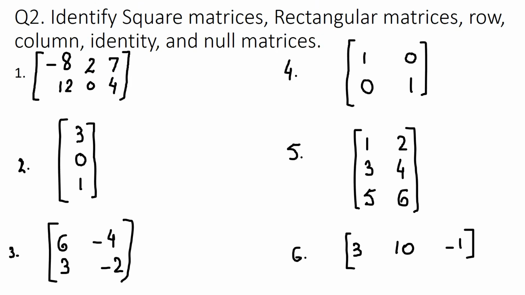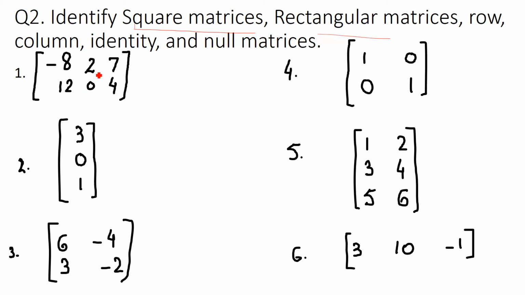Question number 2, identify the square, rectangular, row, identity, and null matrices. So square, again I am going to explain. Square means number of rows is equal to number of columns. Rectangular matrix, number of rows is not equal to number of columns. Row, only one row. Column, one column. Identity, diagonal entries should be 1. Null matrix, all entries should be 0.